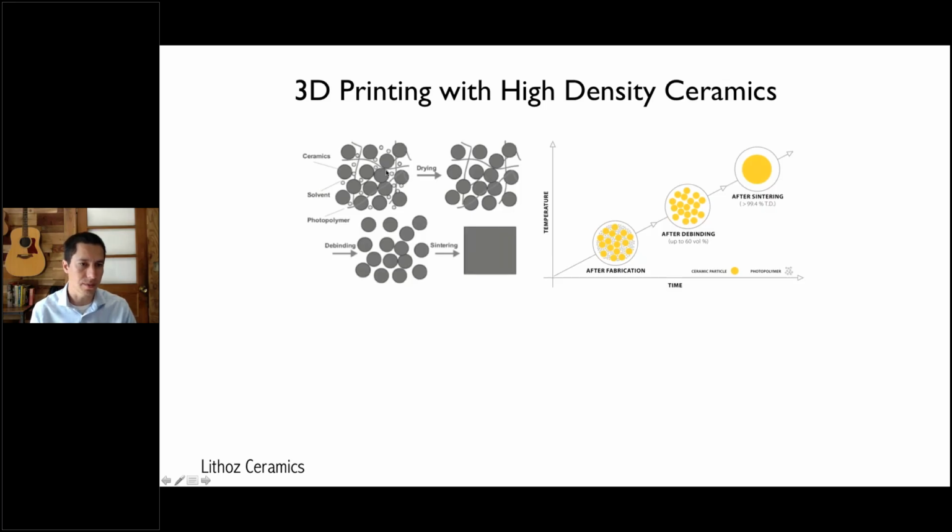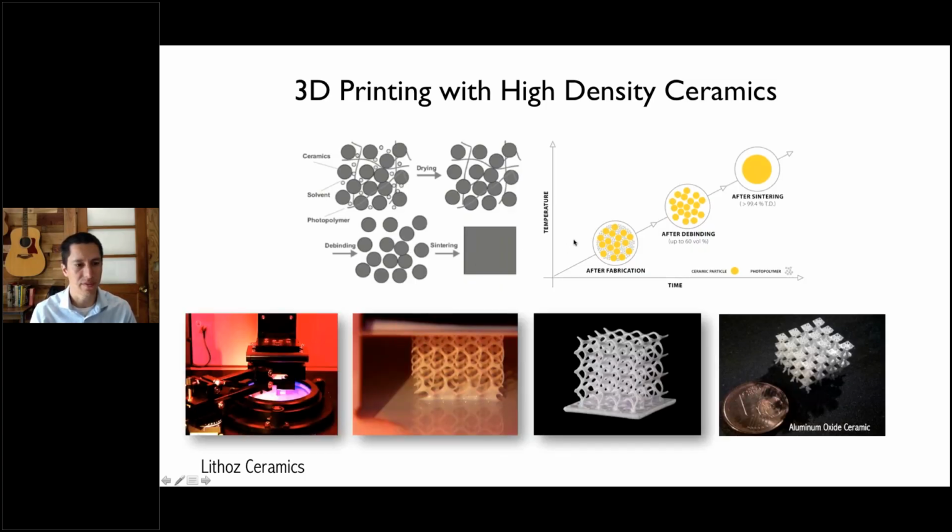So essentially this combination of a solvent, ceramic, and a photopolymer allows the material to be photocross-linked at a precise three-dimensional structure. Then after that, you would remove the solvent and then essentially remove the polymer through a proprietary process that they have developed.